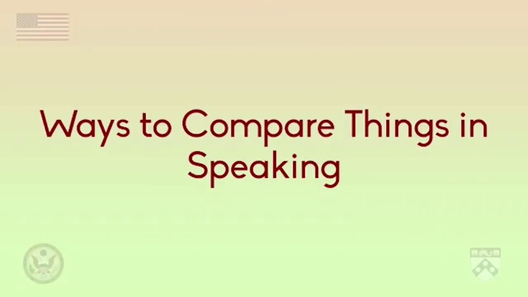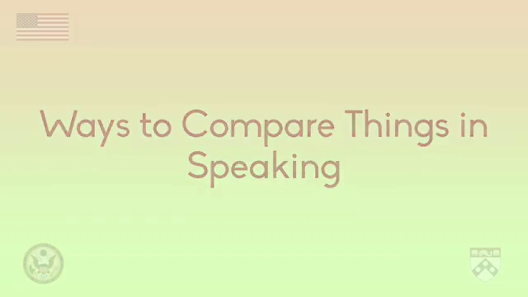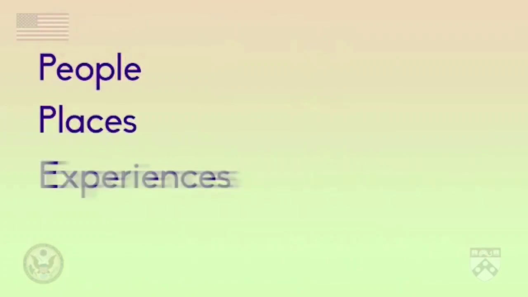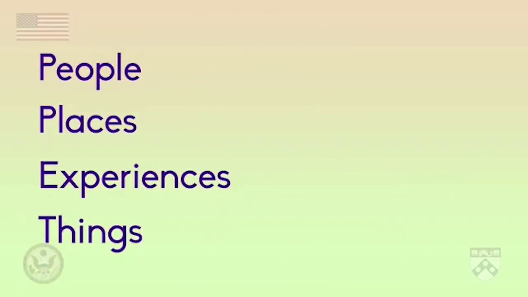Going to talk about ways to compare different things in speaking. In English, we use certain phrases to discuss things that are similar or different. We often use these phrases as a way to describe two or more people, places, experiences, or things. Let's begin by talking about phrases used to compare two things.